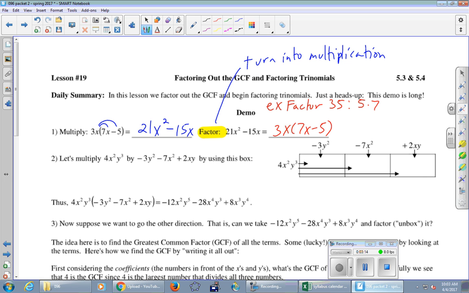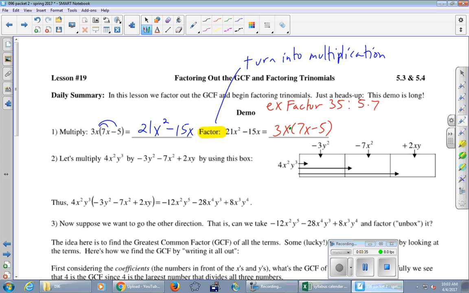And what is the main operation in this red thing? It is multiplication. And it's true in the parentheses there's a subtract. But the parentheses is really just kind of one thing, right? So don't look inside the parentheses too closely. This at its heart is a multiplication, right? And so what we have done is factored 21x squared minus 15x.